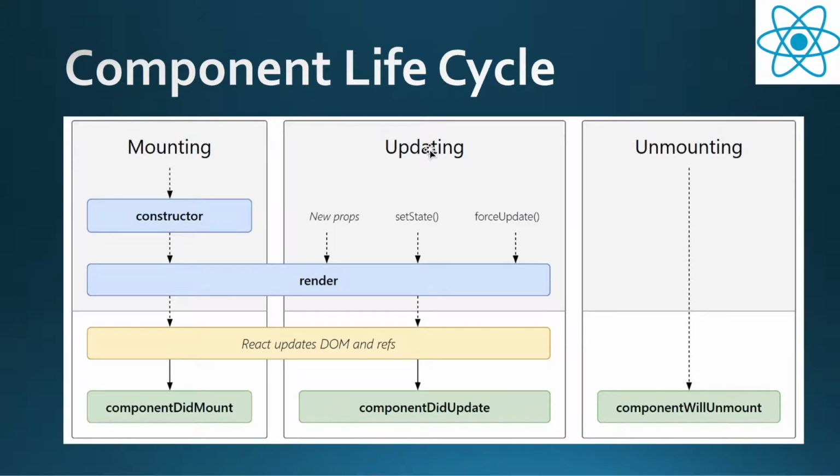What is the meaning of update? A component gets updated when either it receives new props, so the same component is getting new props, or we use set state within the component to change its state. There is a third one called force update, which we will not study right now because these are the two main uses, new props and set state, that we will focus on. Unmounting happens when the component is actually removed from the DOM. So it is no longer part of our DOM.